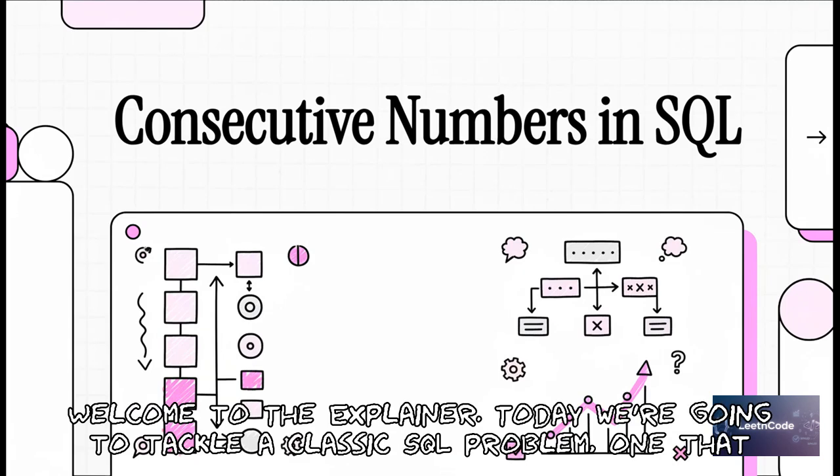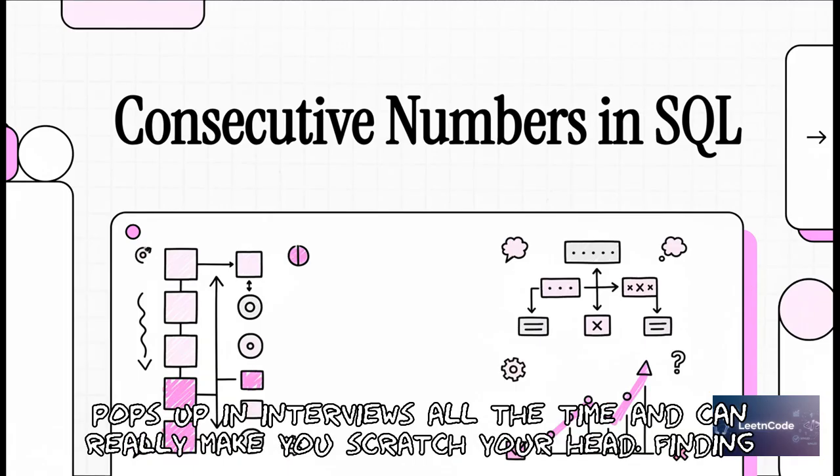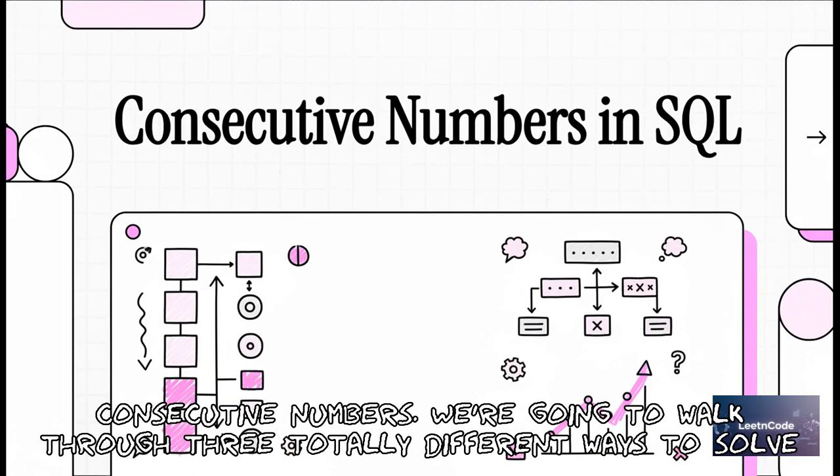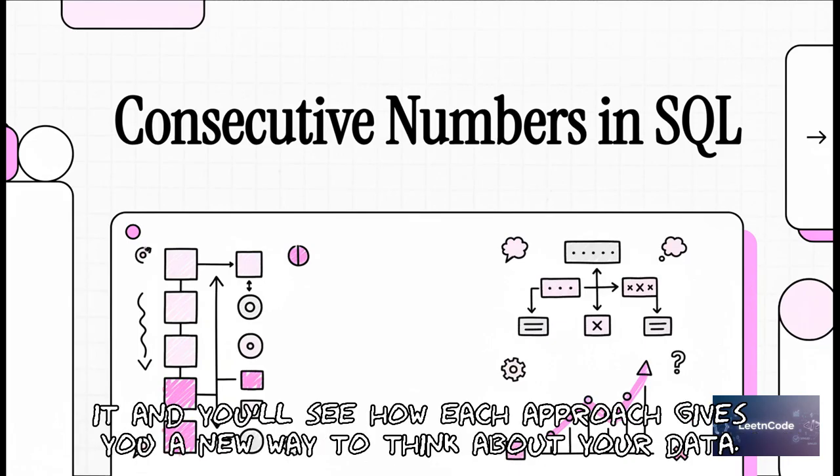Welcome to The Explainer. Today we're going to tackle a classic SQL problem, one that pops up in interviews all the time and can really make you scratch your head: finding consecutive numbers. We're going to walk through 3 totally different ways to solve it, and you'll see how each approach gives you a new way to think about your data.